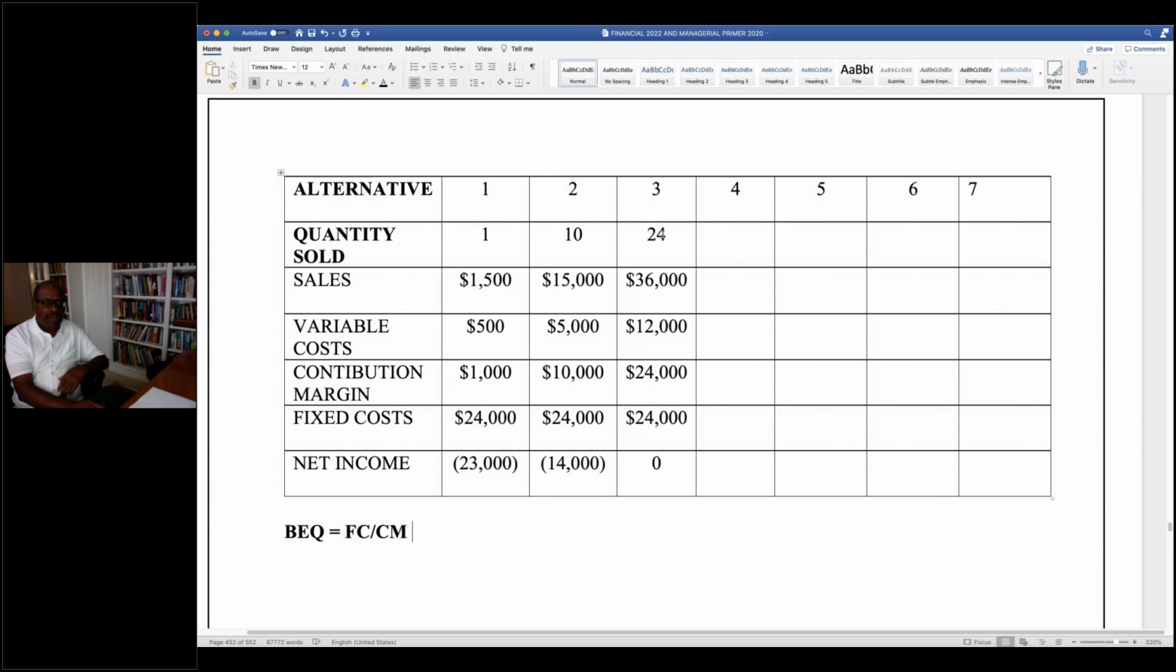So that's going to equal 24,000 divided by the CM. And what is the CM? How do we calculate the CM? The sales minus the variable cost. So selling price minus the variable cost.